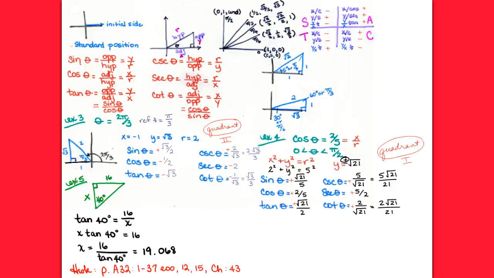Okay? All right, so here is our homework for tonight. On page A32, we're doing 1 through 37, every other odd, number 12, number 15 in addition, and then challenge 43.